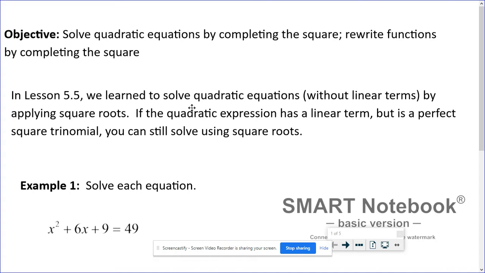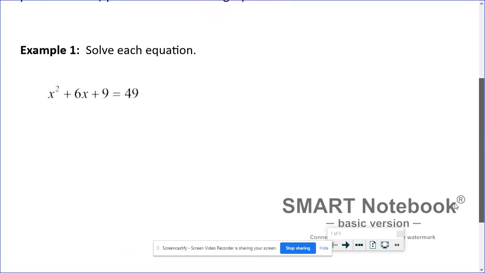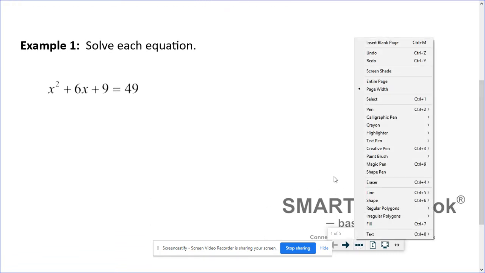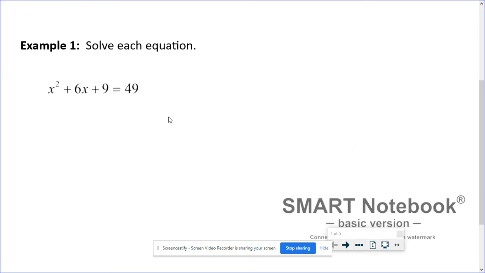So, in lesson 5.5, we learned how to solve quadratic equations by applying square roots. So that's what we're going to do with this one. It just is going to look a little different. The first thing we're going to do is factor what's on the left side. What's unique about the left side here is that it is a perfect square trinomial, right? Because x squared is a perfect square, its square root is x. 9 is a perfect square, its square root is 3. You multiply them together and double it, 3x doubled is 6x, so it does match the middle term, so that's plus, and then you square that. So that's the factored version of the left side, and 49 is 49.